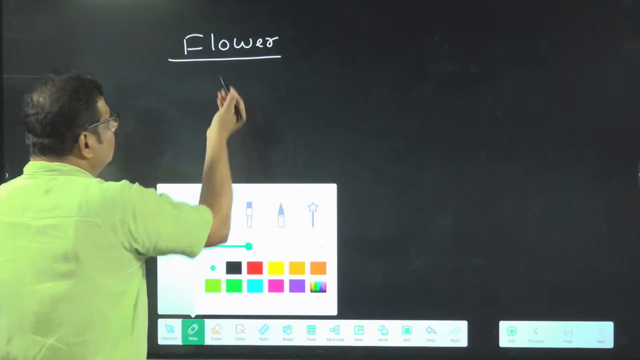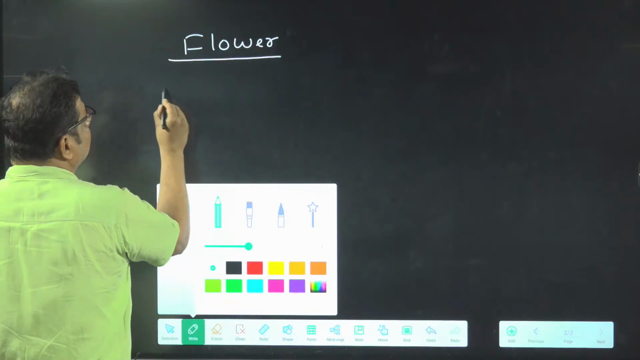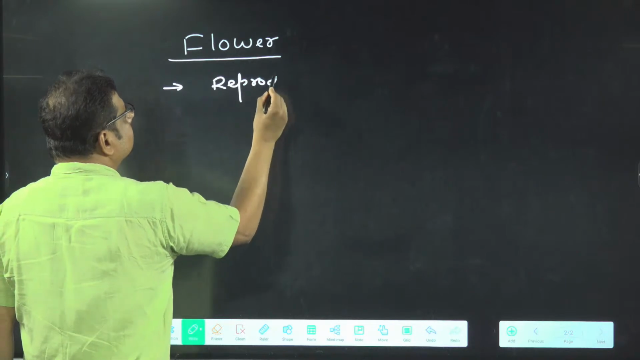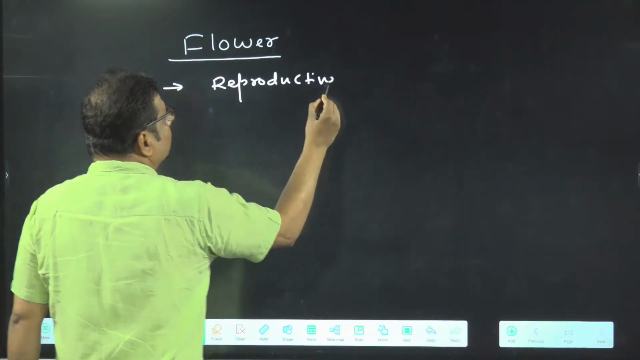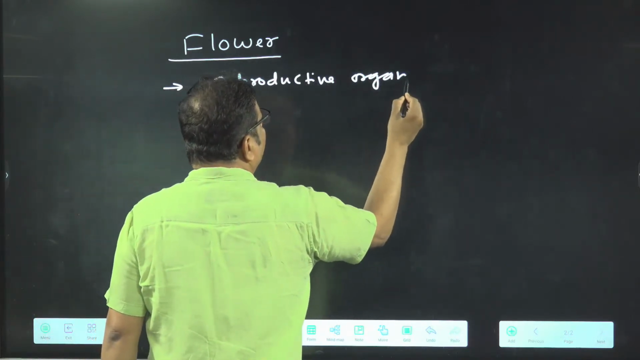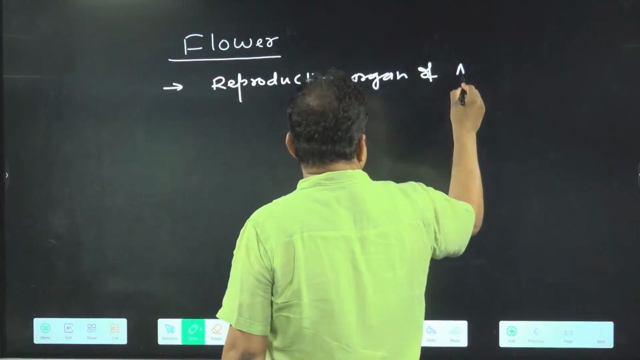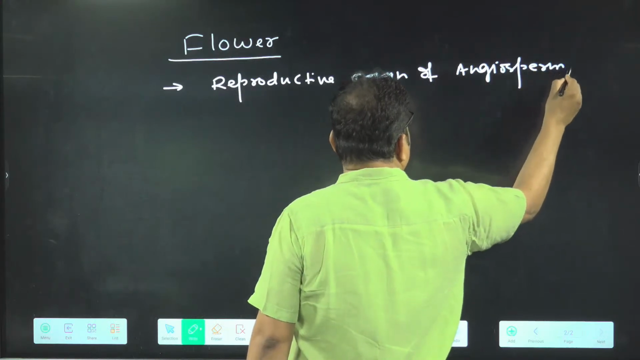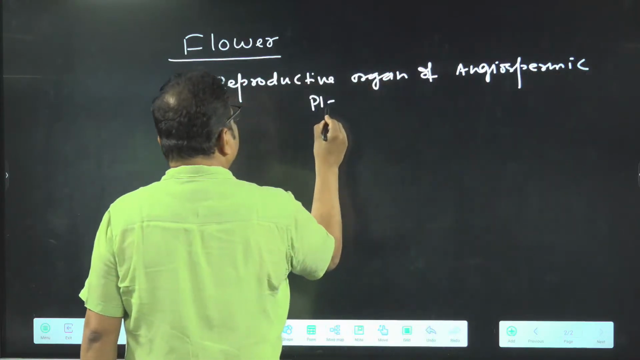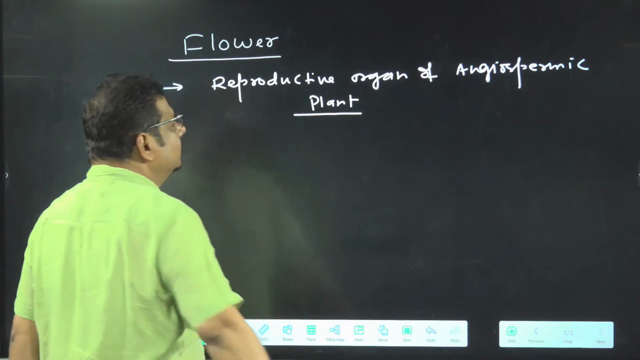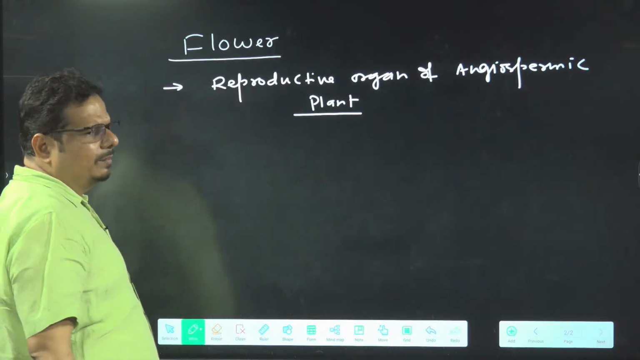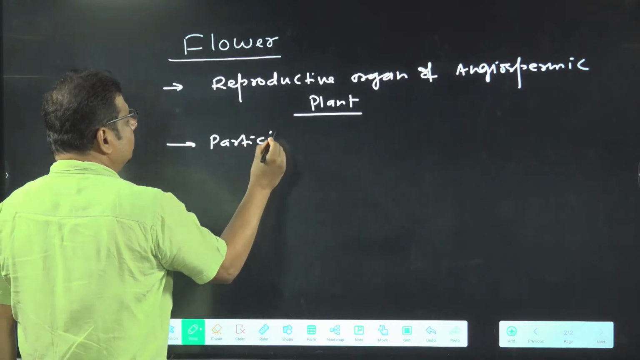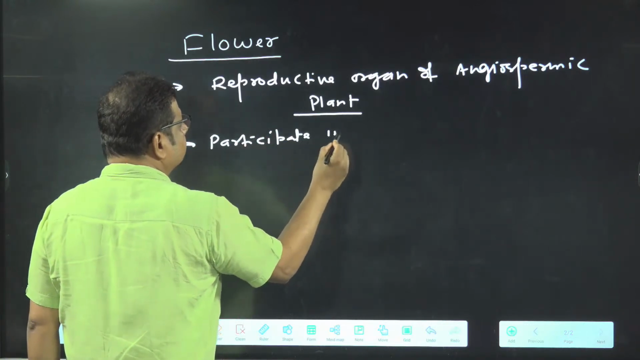Nothing big is required. If we talk about flower, what is a flower? It is the reproductive organ of the angiospermic plant. The reproductive organ of the angiospermic plant is what? Flower. It is the sex organ of the angiospermic plant. Flower participates in which reproduction? It participates in sexual reproduction.